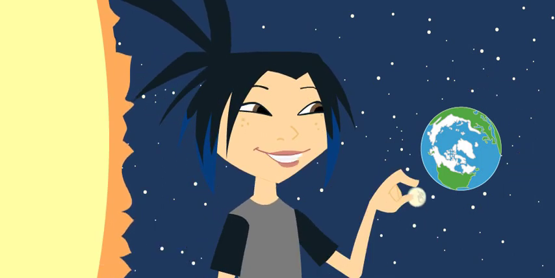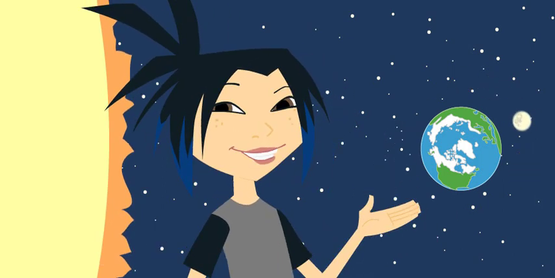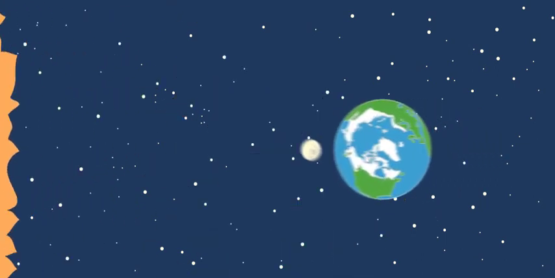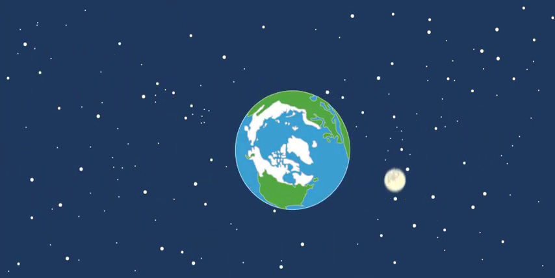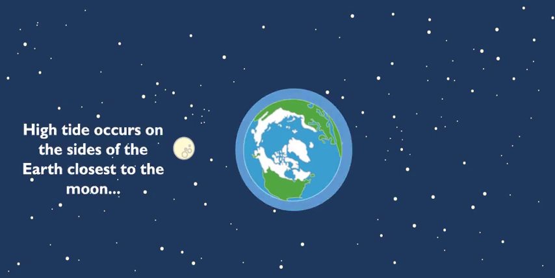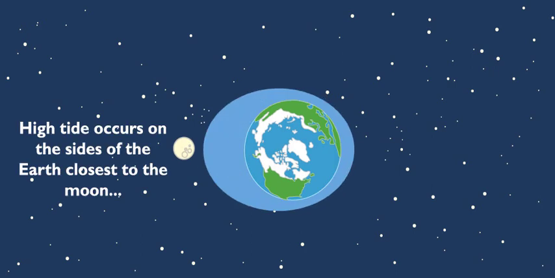The moon's a lot smaller than the sun, but it's a lot closer to the Earth, so its pull is stronger. So is that why it's high tide now? Yeah, pretty much. The moon's pull causes the water on the side of the Earth closest to it to bulge and create a high tide.